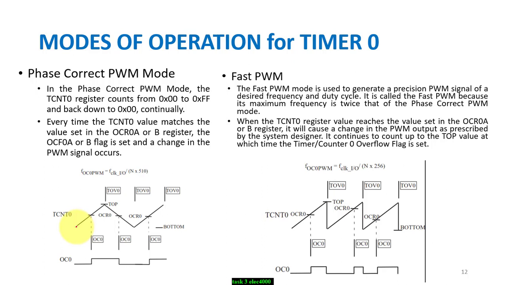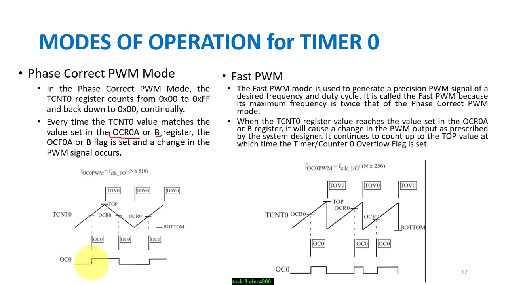Timer counter will count from 0 till top, then 0 till top, then from top to 0, and so on. Now once your timer reaches the value of output compare register A or B, it will give an output signal, which is to flip the output signal. It will toggle the output signal.